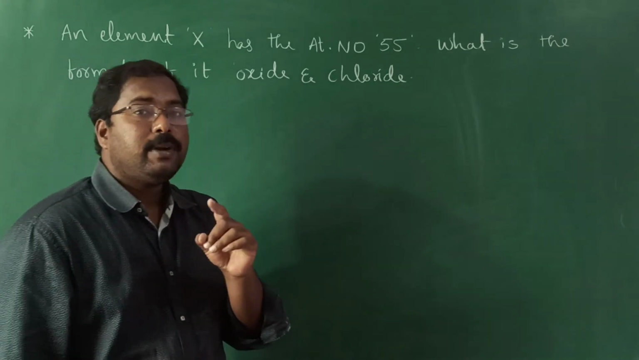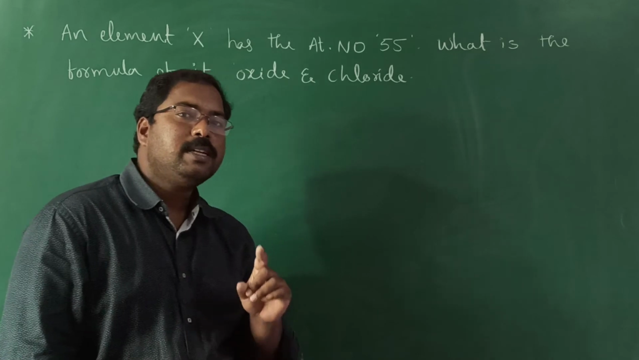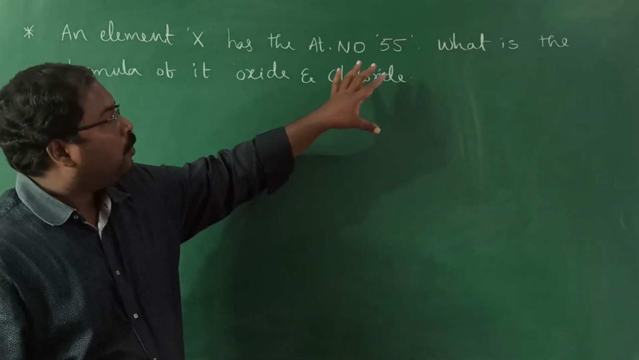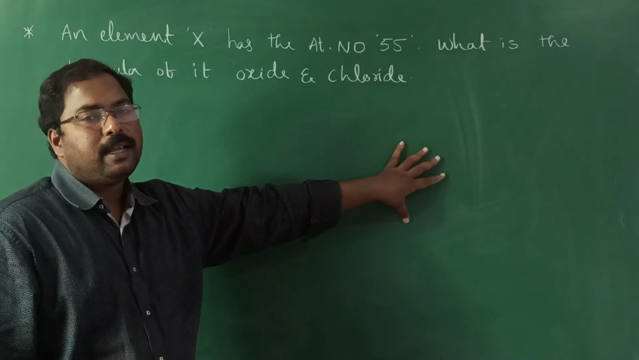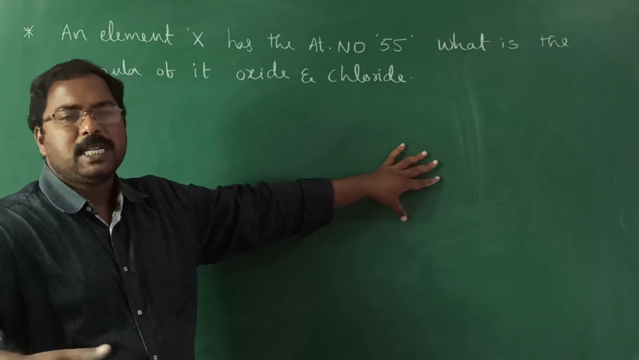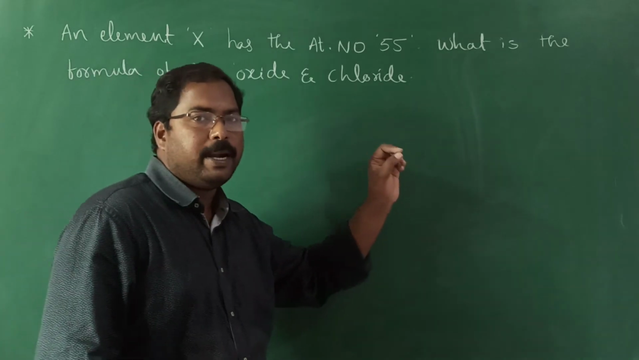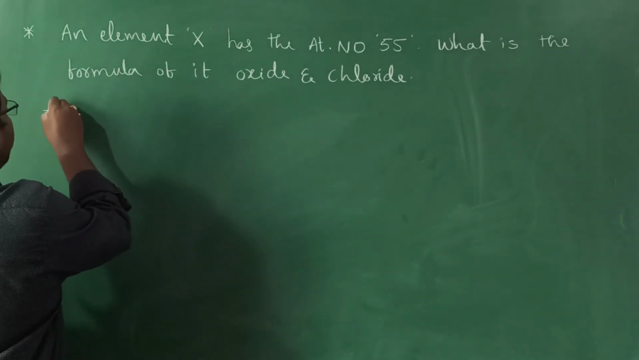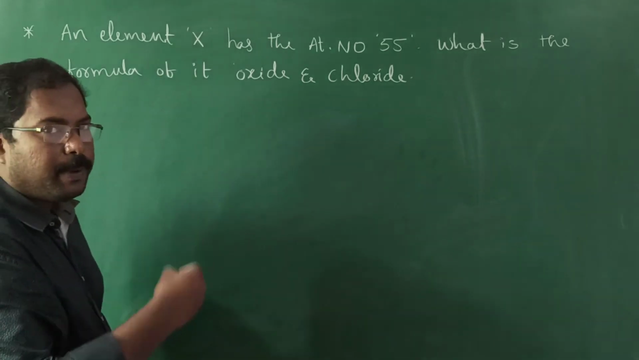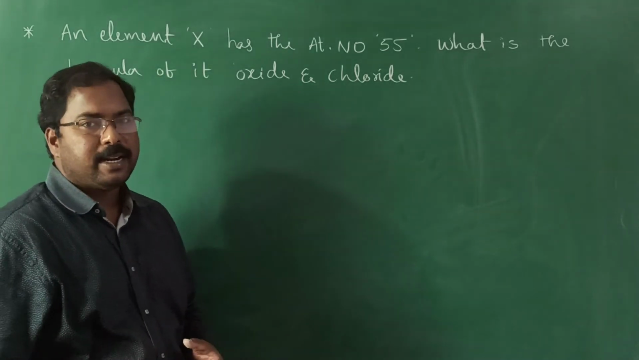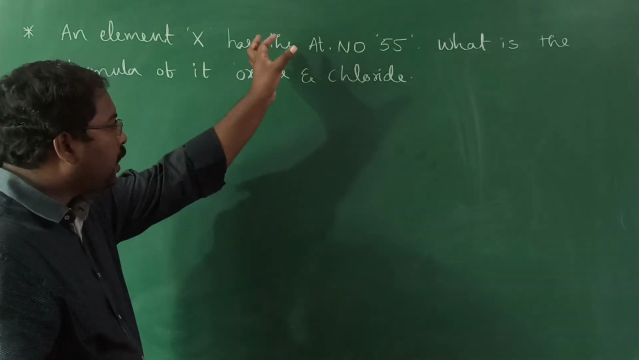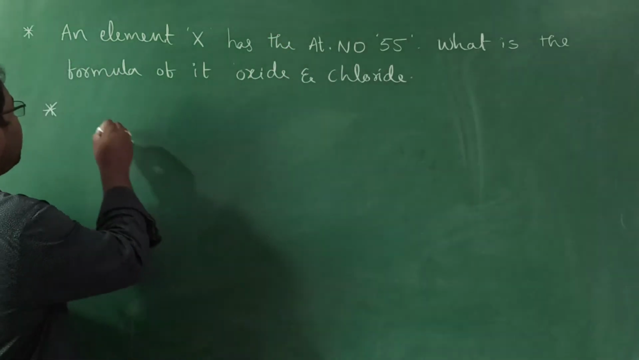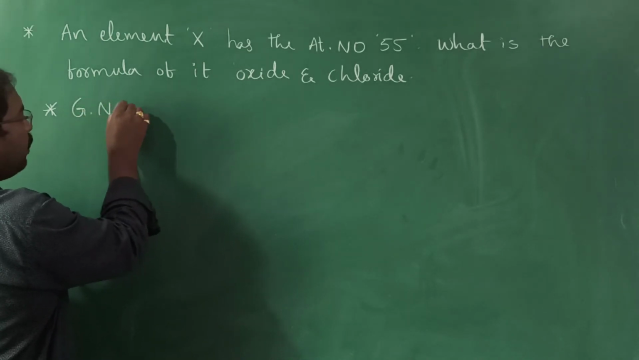Okay, so that's why I told you in the starting of the topic also, it is an applicative topic. So if you know the location of that element, you will find most of the properties of the compound and element also. Okay, so first our task is we have to find to which group and period it belongs. Period is not a mandatory thing because all the elements in a group will have the same properties. Okay, so let us find the group number of that element.